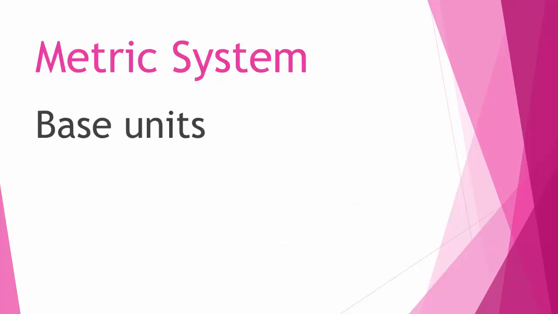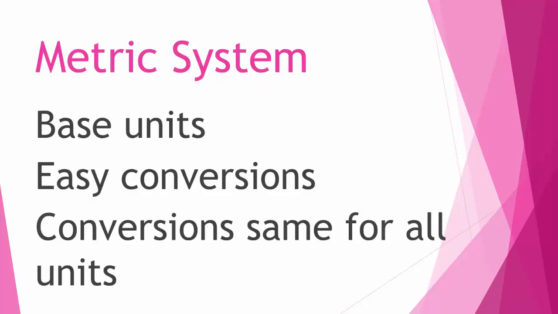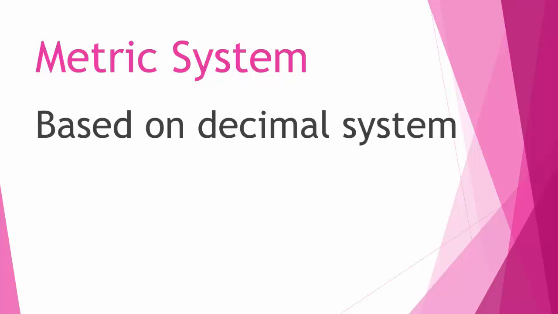There were base units that were the same everywhere. The conversions were easy, and the conversions were the same for all units. The conversion to go from meters to millimeters was the same conversion as needed to go from liters to milliliters. It's based on the decimal system, which is base 10, which means all of the conversions are multiplying by some factor of 10.